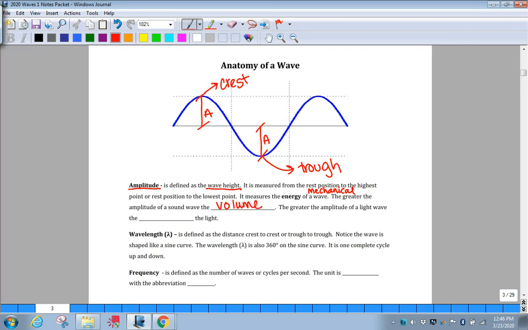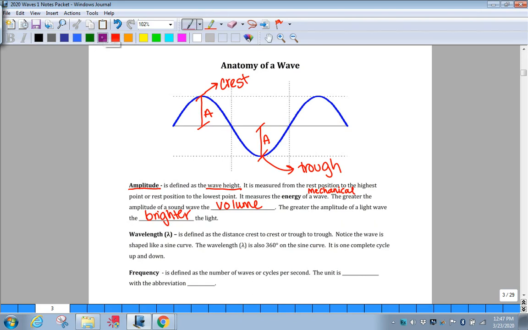And the greater the amplitude of a light wave, the brighter the light. Okay, and you could think about that. If you have an amplifier on an electric guitar, an amplifier is there to make the amplitude of the wave larger so the volume increases, which should make a lot of sense.